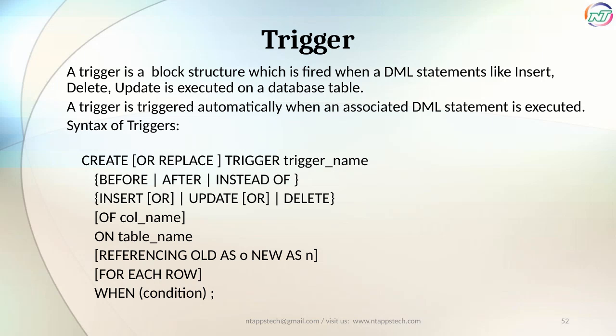You create a trigger using the create trigger statement, where you specify when the trigger should fire, before, after, or instead of the action, and which action it relates to, such as insert, update, or delete. You can also define it to work on specific columns, reference old and new values, and apply it row by row. Triggers are useful for enforcing business rules, validating data, or keeping audit trails without needing to manually run extra code every time a change happens.